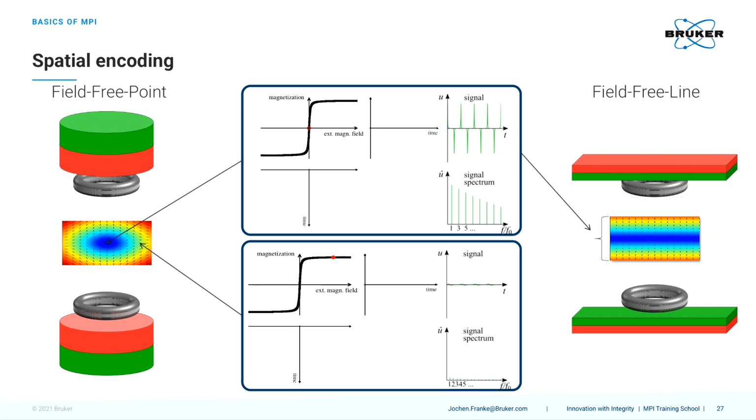So I have also said that there is a different encoding scheme which is called field-free line, and this looks like this. So we have a field-free region forming truly a line in space, and this can be moved again, similarly to here, by a drive field.